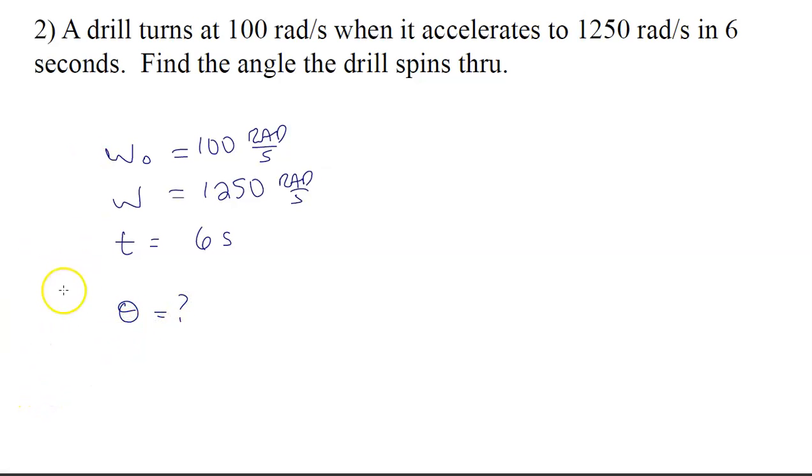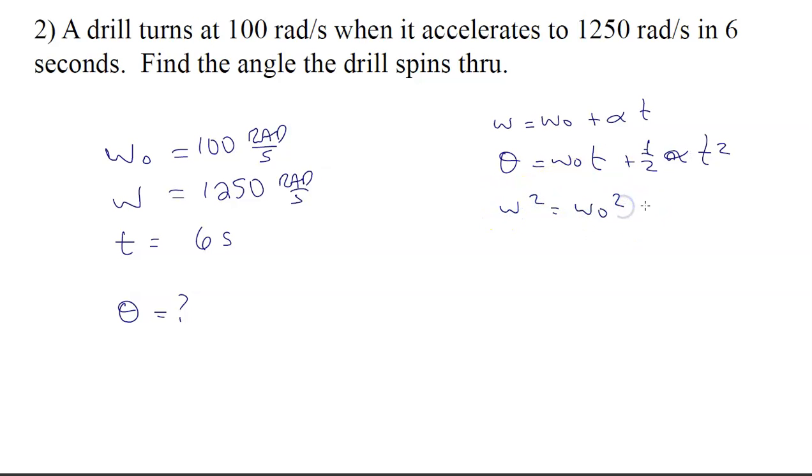Now, I don't have an expression that links these together. If you think about the rotational kinematics formulas, we've got omega equals omega naught plus alpha t, and theta equals omega naught t plus 1/2 alpha t squared, and omega squared equals omega naught squared plus 2 alpha theta. It doesn't take a whole lot of searching to see that none of those have these 4 in them. So that's not going to work.